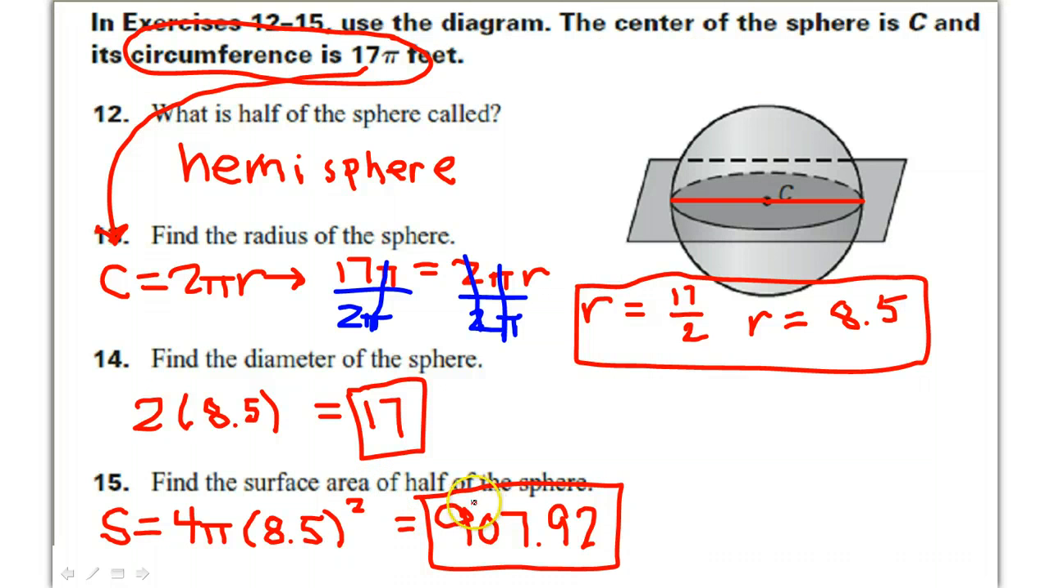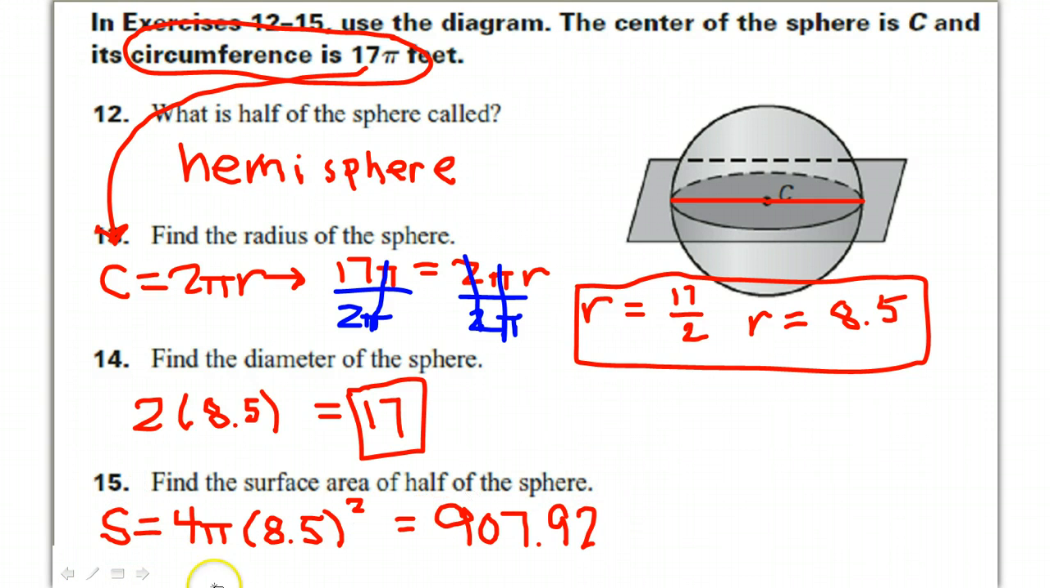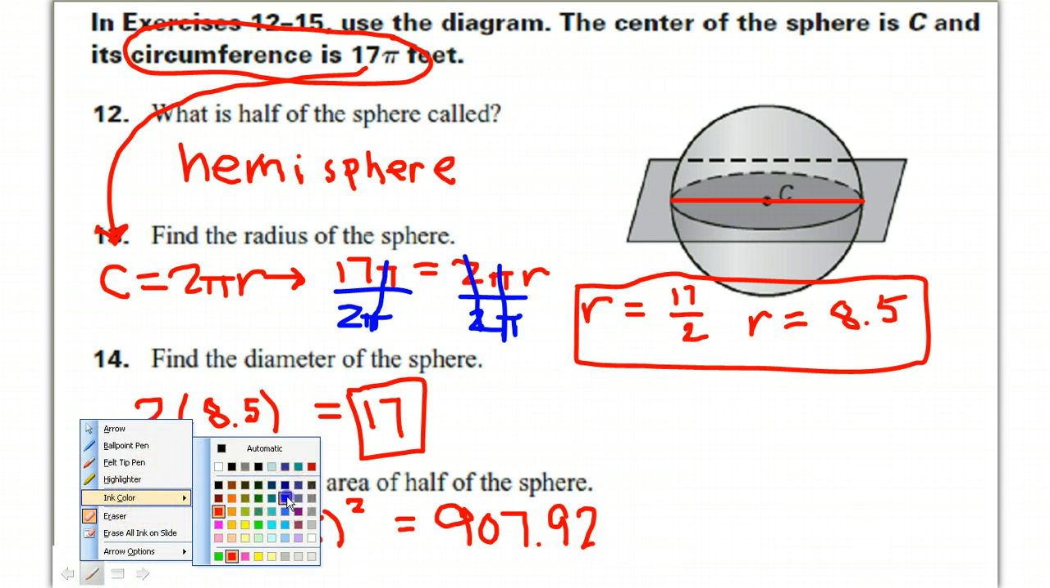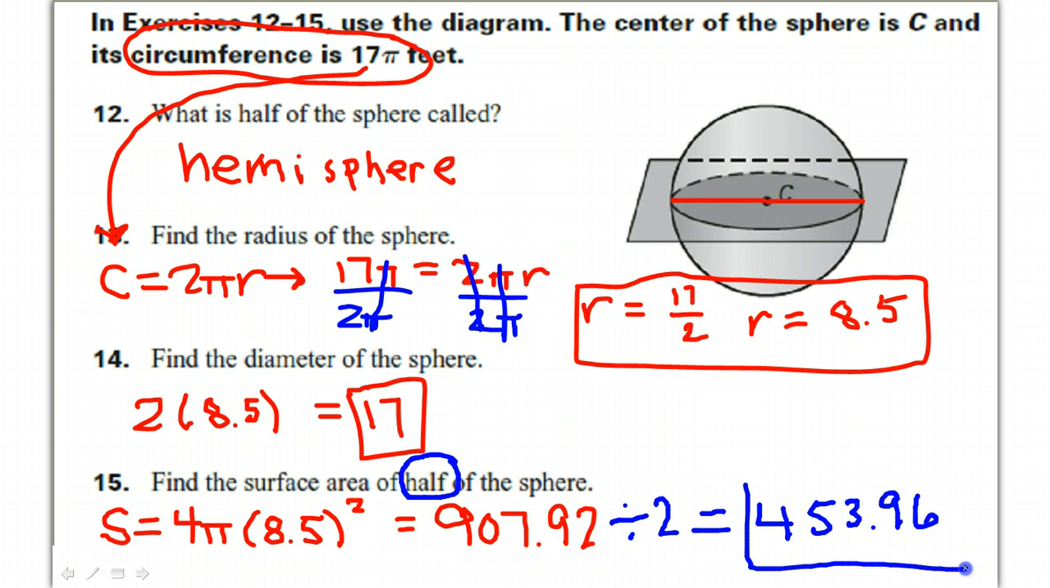Oh, surface area of half the sphere. Okay, so far we have found the surface area of the whole sphere. So thank you, gentlemen in the back, for pointing out that we're not quite done. Because it says half of the sphere, we have to divide by 2. And you get 453.9. Okay. All right, we got to read those directions carefully.